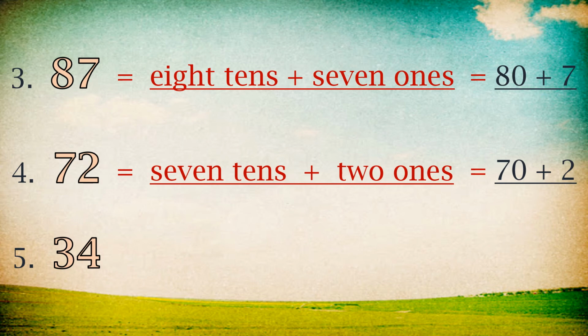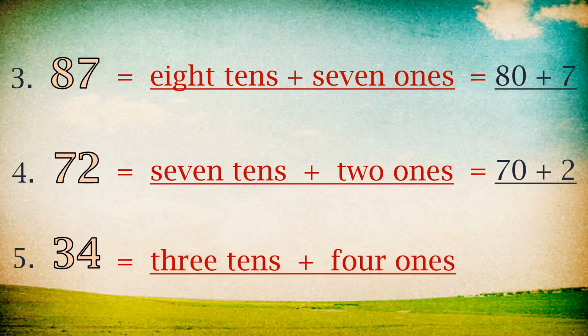What number is this? Right, kids, this is number 34. In number 34, what is the place value of number 3? Yes, 3 is tens and 4 is ones. So in number 34, there are 3 tens plus 4 ones. 3 tens is equal to 30. 10 plus 10 plus 10 plus 4 equals 34. All right, kids? Good job.